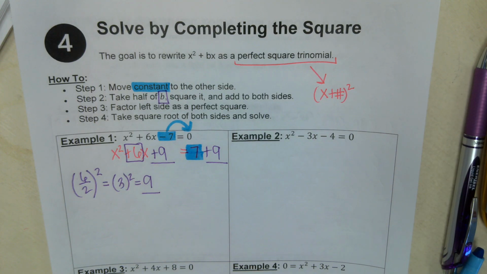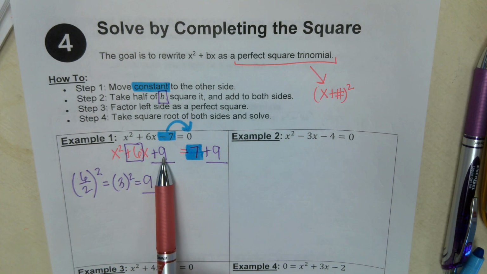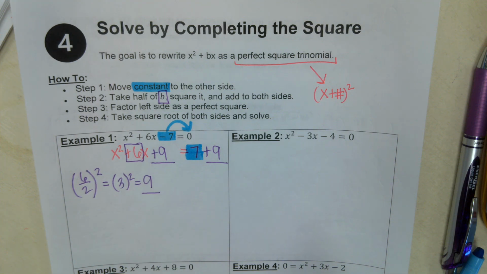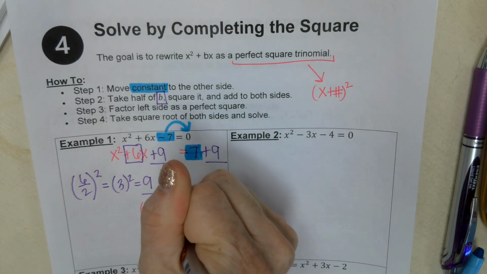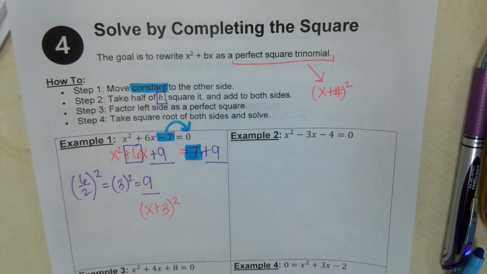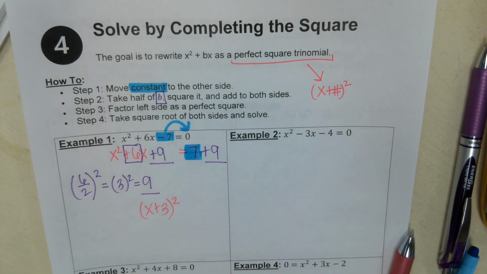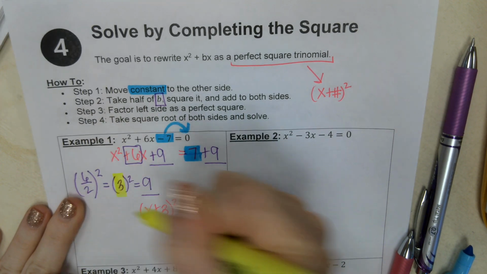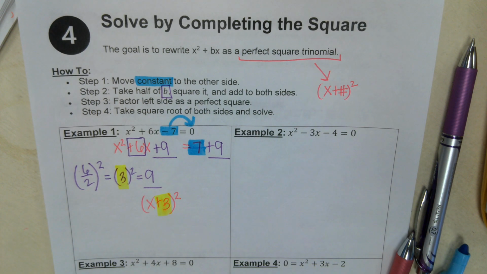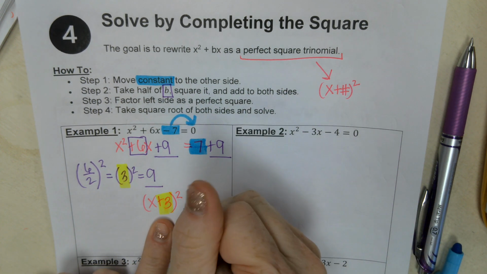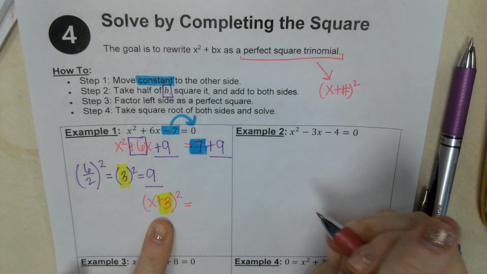Now let's think about the factoring process here. What two numbers multiply to give me 9 and add to give me 6? 3 and 3. So you get x plus 3 and x plus 3. So when you factor this, I can write that as x plus 3 squared. The number that is inside the parentheses, right there, after I cut it in half, that's the number that's going to be inside my parentheses when I factor it.